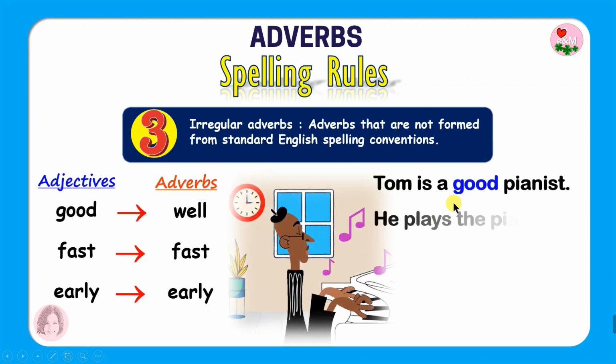Let's look at these sentences. Okay, Tom is a good pianist. He plays the piano well. In the first sentence, good is an adjective. It is used to describe pianist, which is a noun. In the second sentence, well is an adverb. It modifies the verb plays. He plays well.